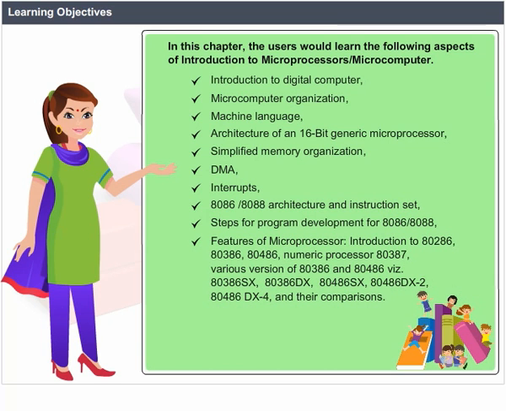8086-8088, Features of Microprocessor, Introduction to 80286, 80386, 80486, Numeric Processor 80387, various versions of 80386 and 80486, like 80386SX, 80386DX, 80486SX, 80486DX2, 80486DX4, and their comparisons.